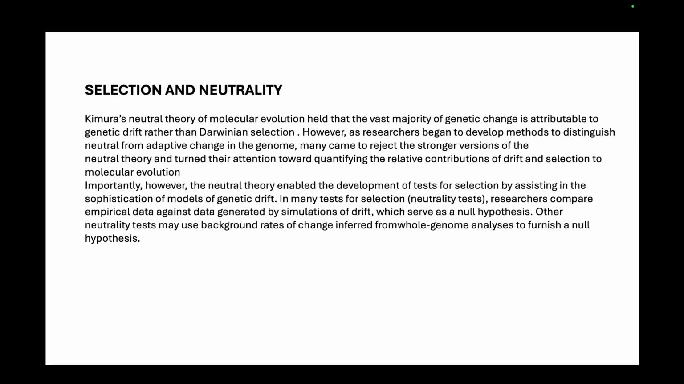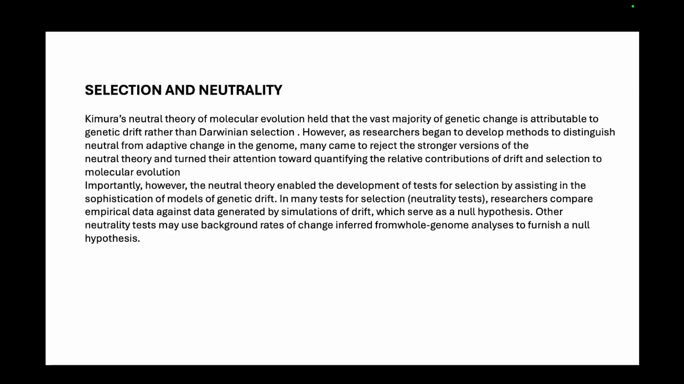Right. So the concept of neutral theory of molecular evolution is that the genetic change is attributable to genetic drift rather than Darwinian selection. So you need to understand the difference between neutral and adaptive change in the genome. So how do you do that? Generally through statistics like Kn by Ks or Dn by Ds, or you have other statistical techniques like Tajima's D, or using allele frequency differences across different populations. You can get an understanding of that.